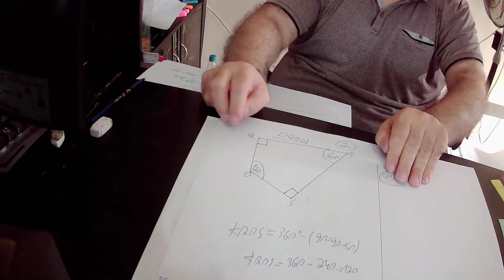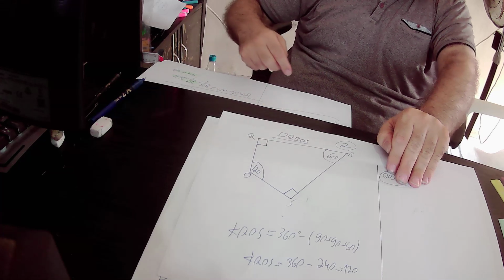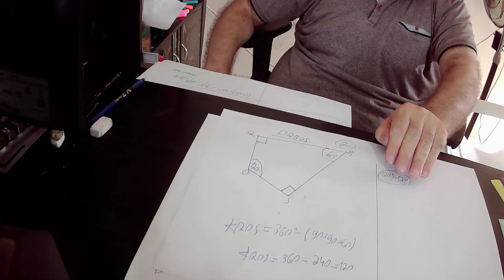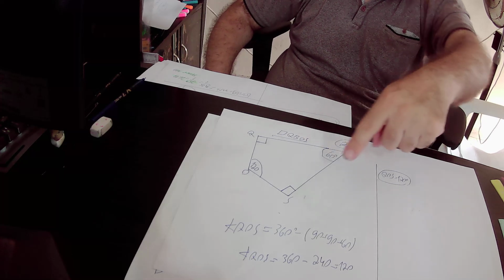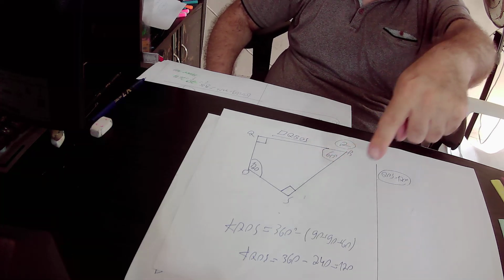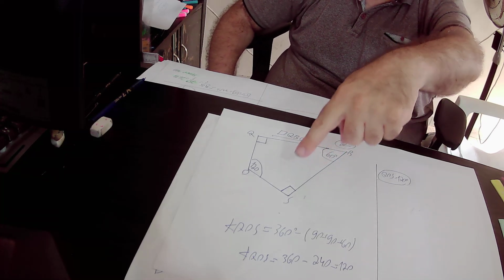What is the size of the missing angle? The size of the missing angle equals the sum of the angles in this quadrilateral, that is 360 degrees, minus the sum of those three angles.